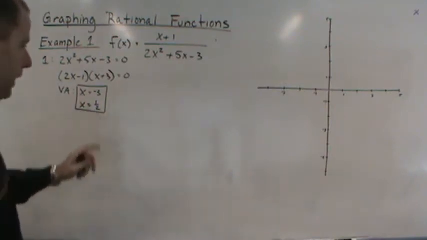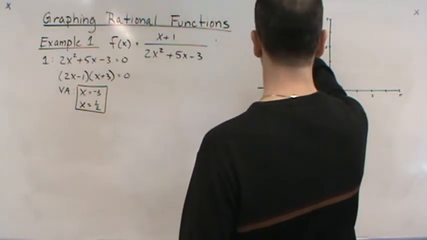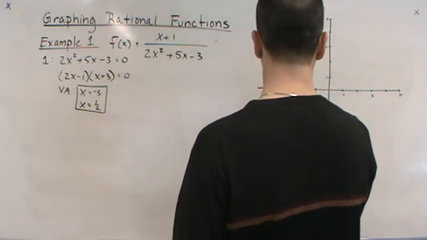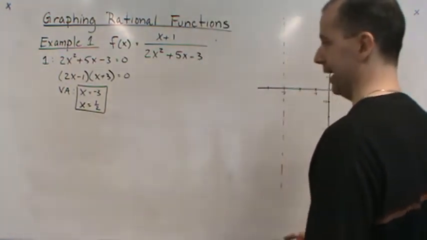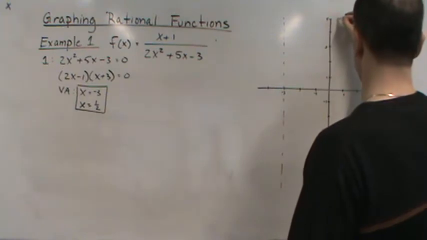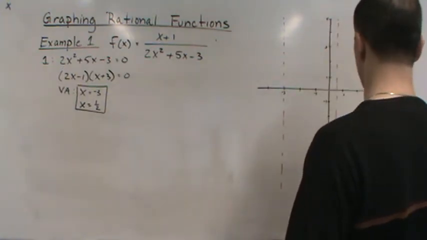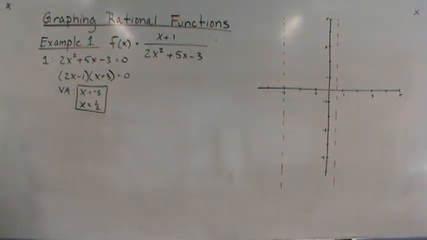So the vertical asymptote x equals negative 3. So we're going to have a vertical asymptote here. Okay. We're also going to have a vertical asymptote at x equals 1/2, which is going to be right about here. Okay. So we've got 2 vertical asymptotes that we've already got plotted.